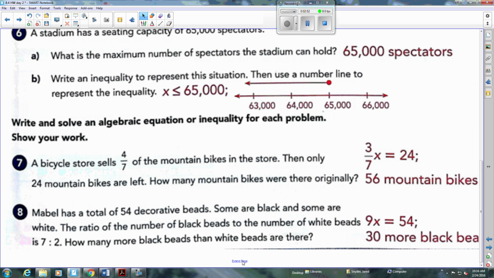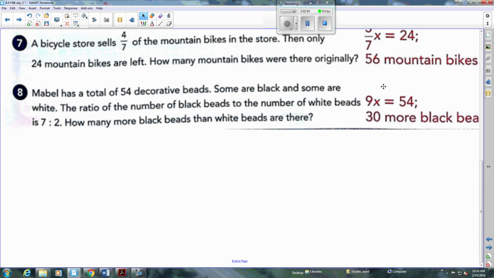Now, from there, we know that each one of them is worth 6. But you got to figure out from there. And what I'm going to do is I'm going to show you guys this using our model.